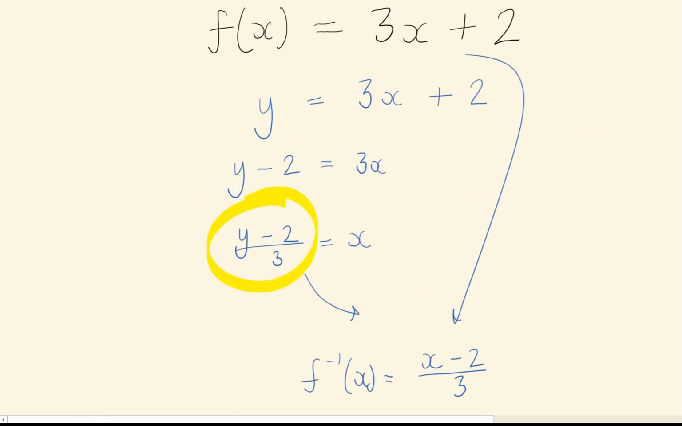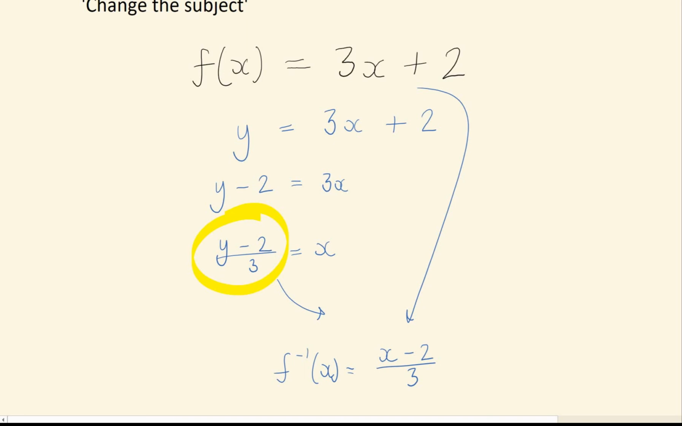So the opposite of times by 3 and adding 2 is going to be to take away 2 and then divide by 3. You can see that they're opposites of one another.